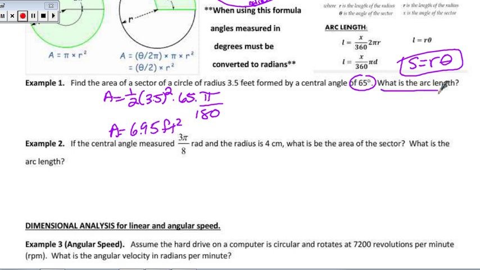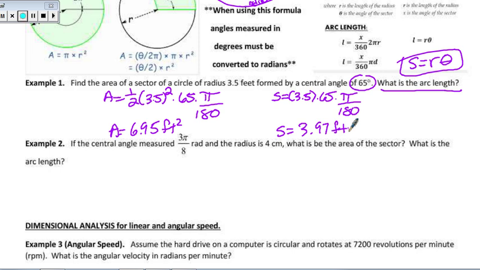It also asks us to find the arc length, so that's S is equal to R theta. Again, the radius was 3.5. We know the angle is 65, but we have to convert that over into radians, and there's our conversion factor of pi over 180. At that point, again, calculator work, we get about 3.97 feet.